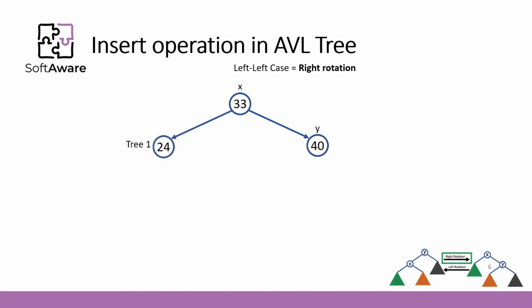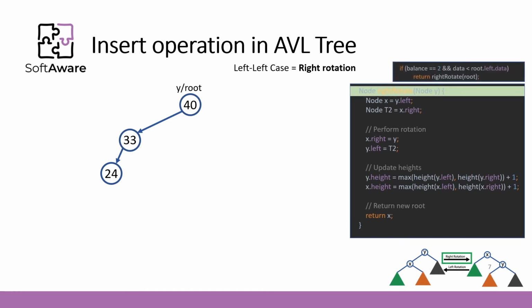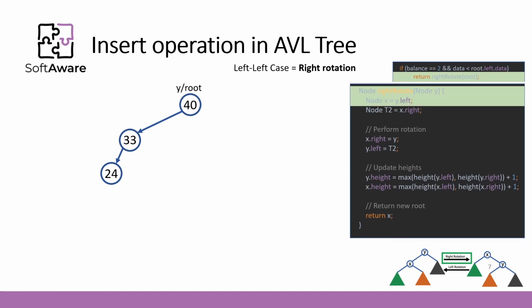But how to do this practically? So let's have a look at it. So first we get our root as input for the right rotate. Our root will be our y argument. X will be equal to y.left, so the key value of 33 will be our x. T2 in this case will be null, but our algorithm should work regardless of the value that is assigned to it.